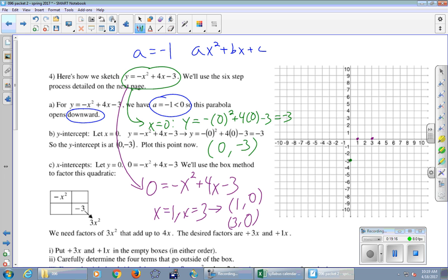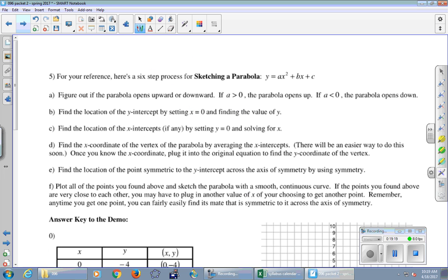Okay, you stay here. I'm going to the next page, part D. It says find the x-coordinate of the vertex. So this is a word that we didn't define. It was on that whole page that we skipped.